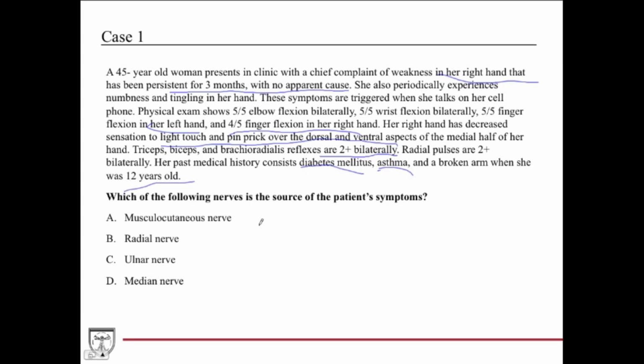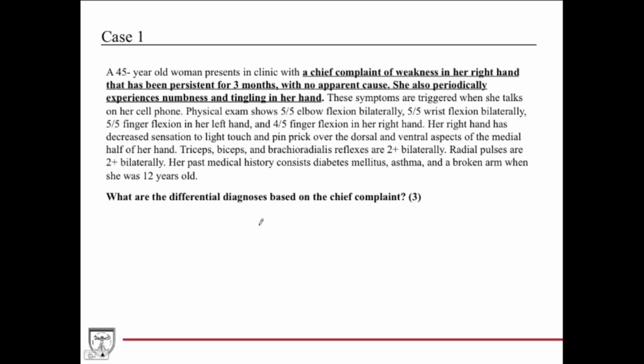So the question's asking you, which of the following nerves is the source of the patient's symptoms? To answer this, you've really got to figure out, well, what is her diagnosis? And then that will make this question really easy. So let's go through that. What is the differential diagnosis? Really essentially based on the chief complaint.